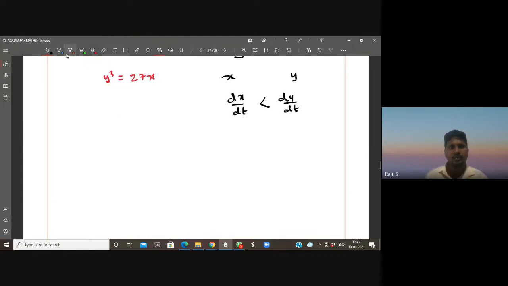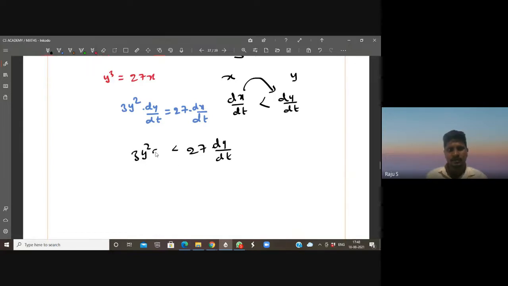Now you can differentiate this. y cube gives 3y square dy by dt is equal to 27 times dx by dt. Students, so dx by dt is lesser than dy by dt. So I write here it is lesser than 27 times dy by dt. I replaced dx by dt with dy by dt by taking lesser than. So this is 3y square dy by dt. Now 3 and 9, dy by dt can cancel. y square is lesser than 9.